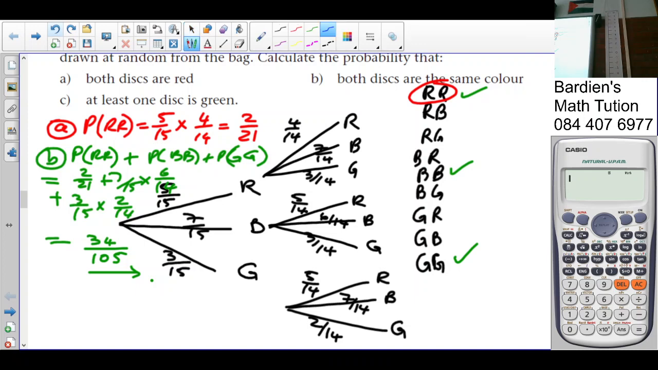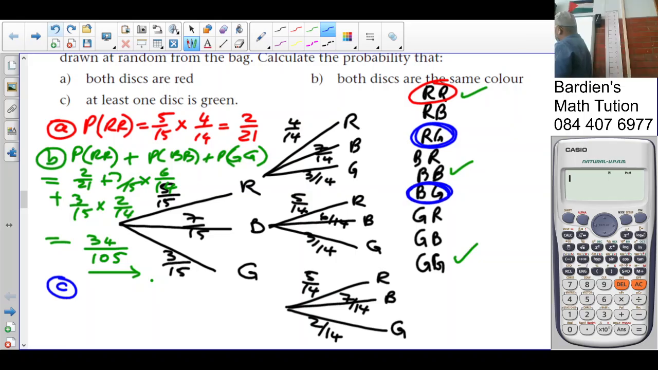Right. Let's look at C. If I'm looking at C, at least one disc is green. Will I consider RR? No. RB? No. RG? Yes. BR? No. BB? No. BG? Yes. GR, GB, GG? Yes, yes, yes.